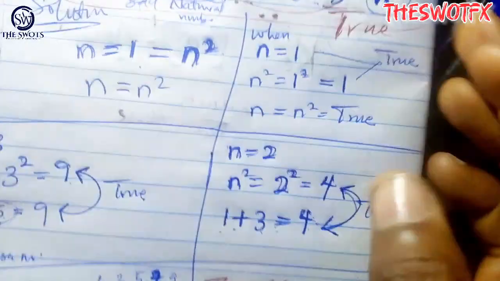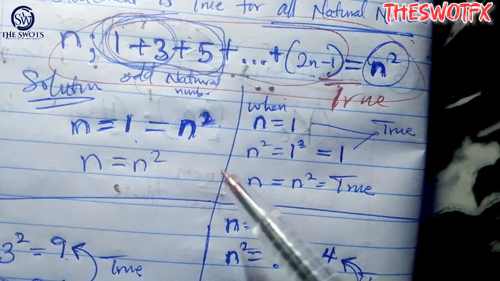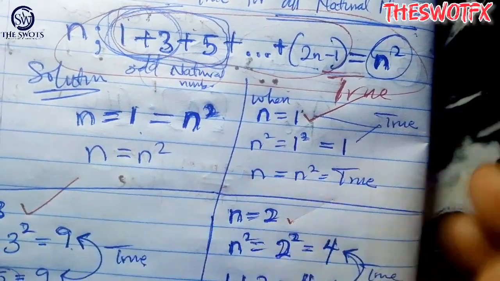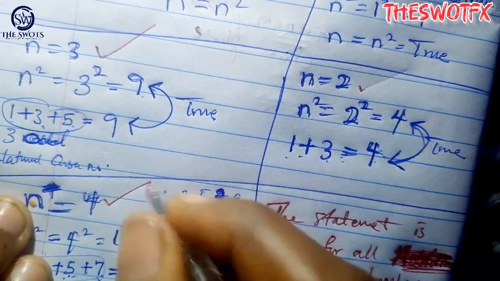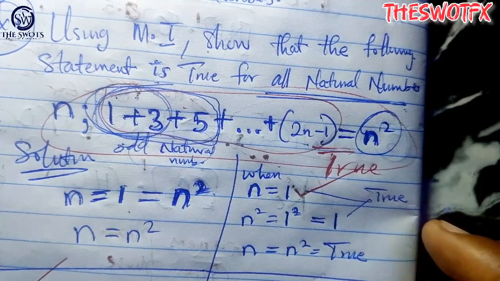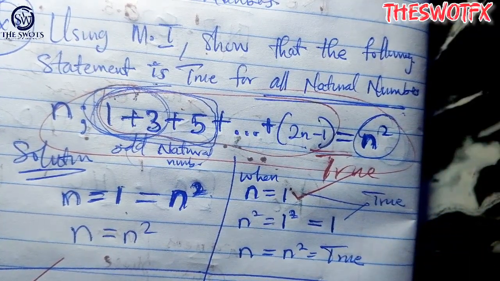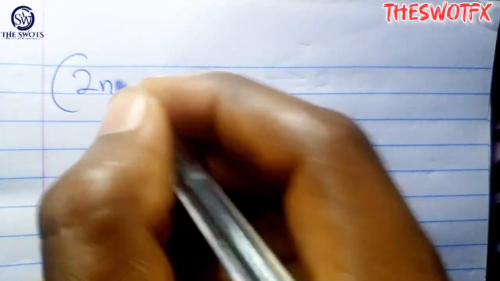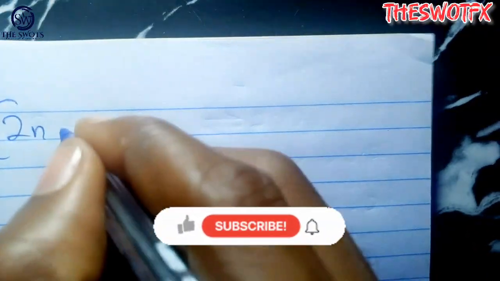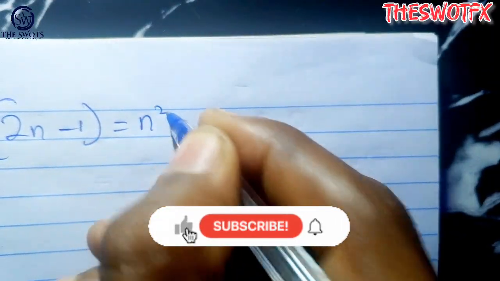Okay, let's confirm. We just did 1, we did 2, we did 3, and we did 4. Let's take a look at the first 10 numbers. For the first 10 numbers, we're going to use 2n minus 1 equals n squared. So will this work?